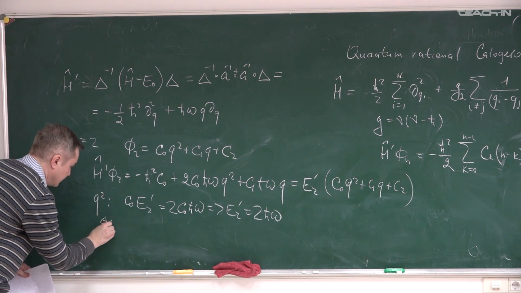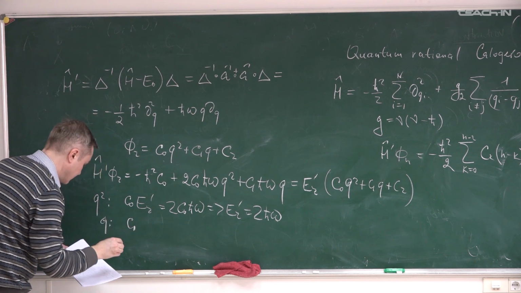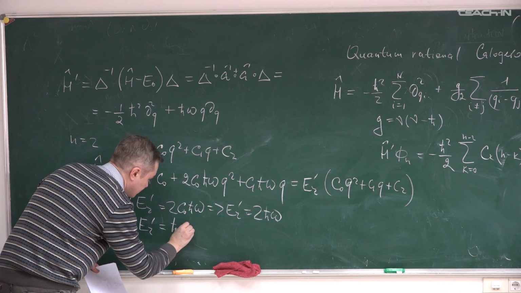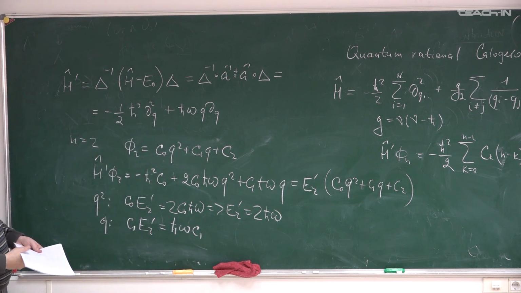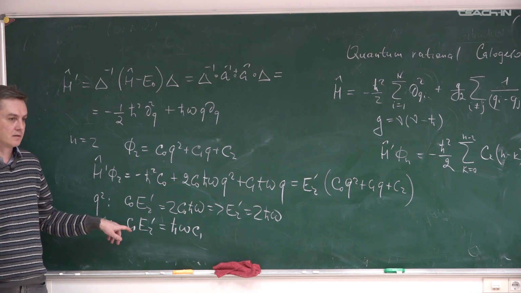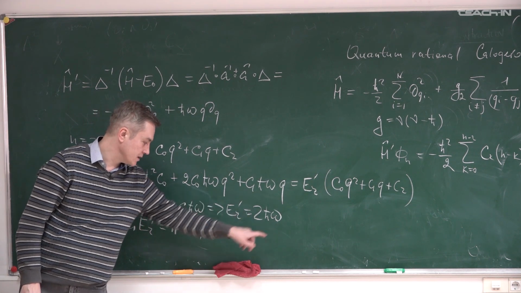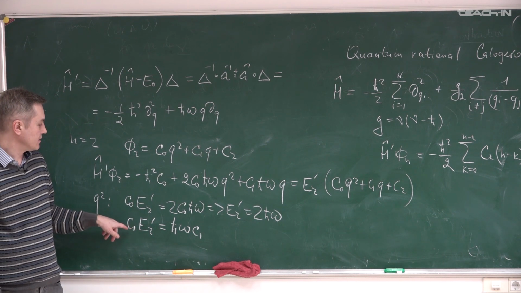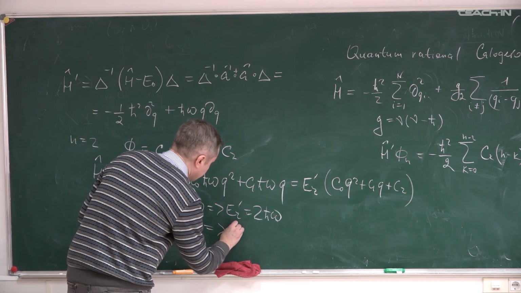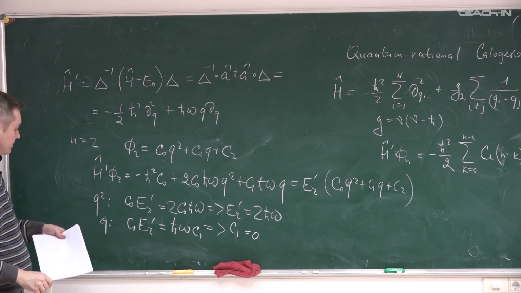The next order is q, and here we have c1 multiplied by E2 prime is equal to h omega c1. And as you can see, if c1 is not 0, then we obtain an incorrect answer, because E2 prime here is equal to 2 h omega, and if we cancel out c1, then we obtain a different answer. So this means that c1 should be equal to 0.